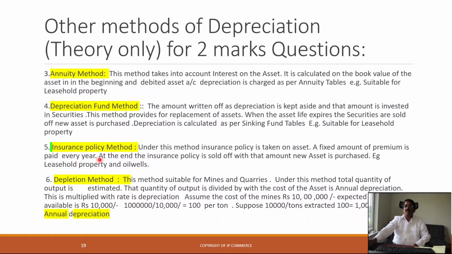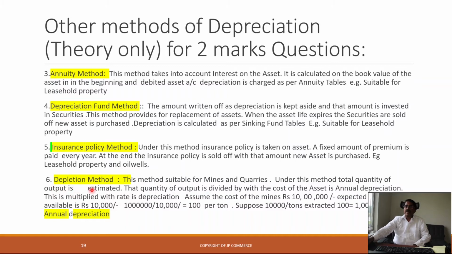Now, the insurance policy method. Under this method, a policy is taken in the name of an asset. The premium is paid every year. At the end of the life of the asset, the insurance policy is sold off, and with that realized amount the new asset is purchased. This method is suitable for leasehold properties and oil wells, etc.